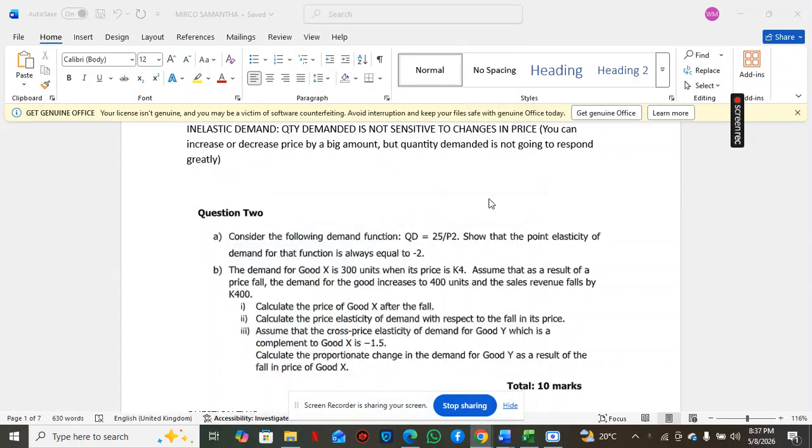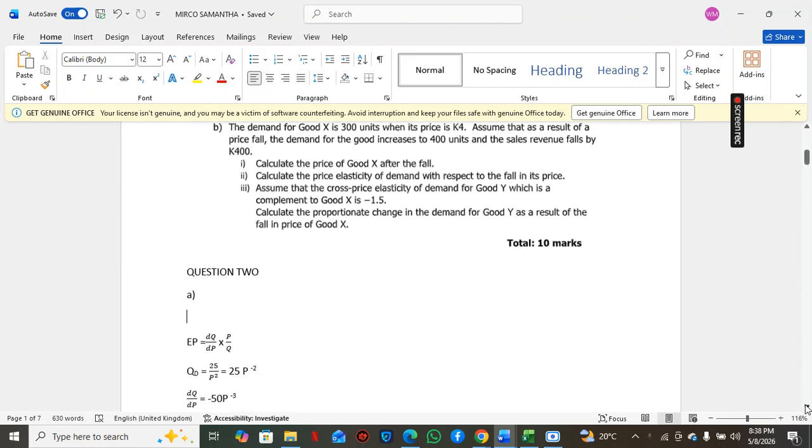Okay, so I was saying we're going to look at how we calculate these elasticities of demand. So we've got this question here. Consider the following demand function: QD equals 25 over P squared. Show that the point elasticity of demand for the function is always equal to negative 2. Okay, so colleagues, point elasticity of demand, this is the formula for it.